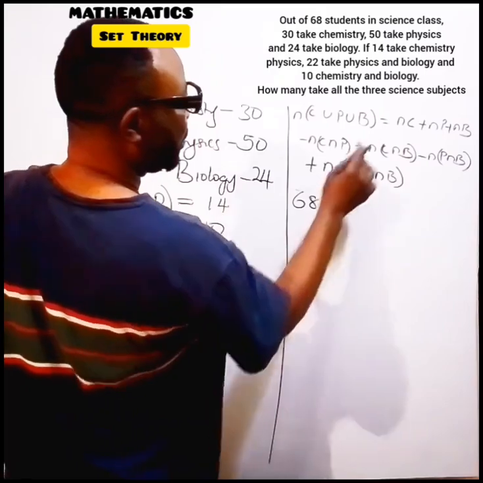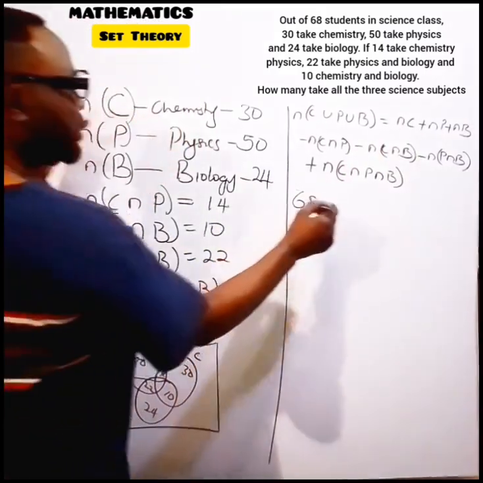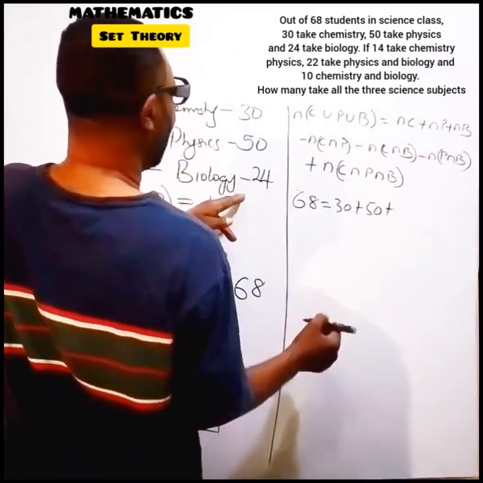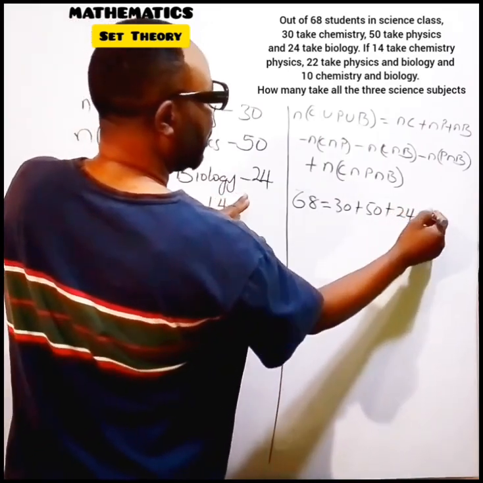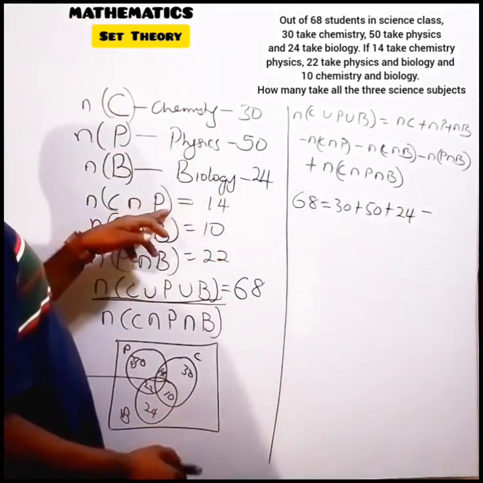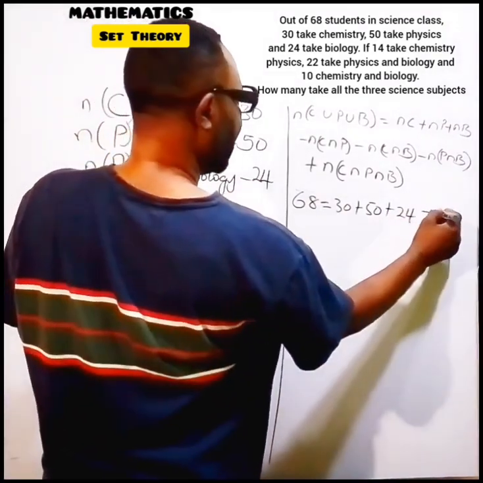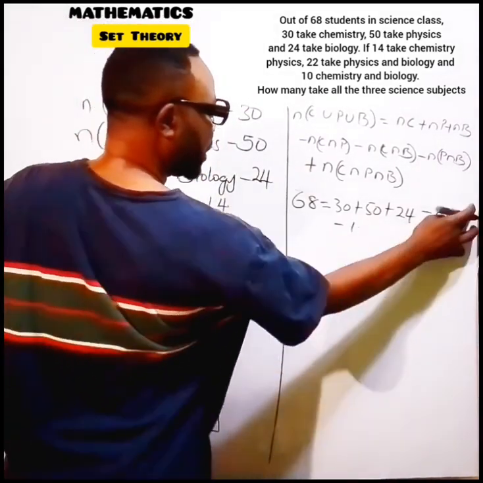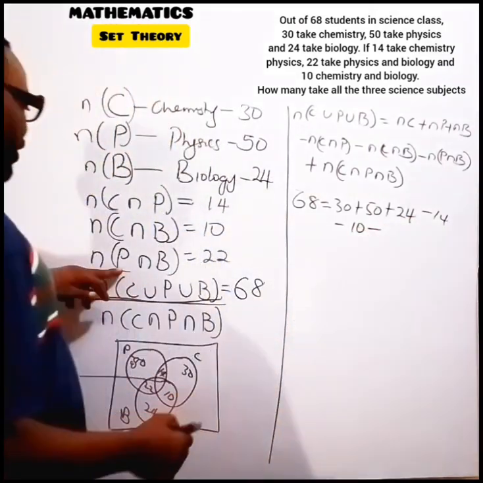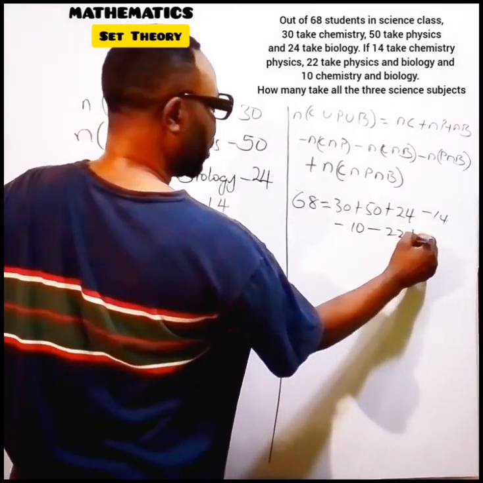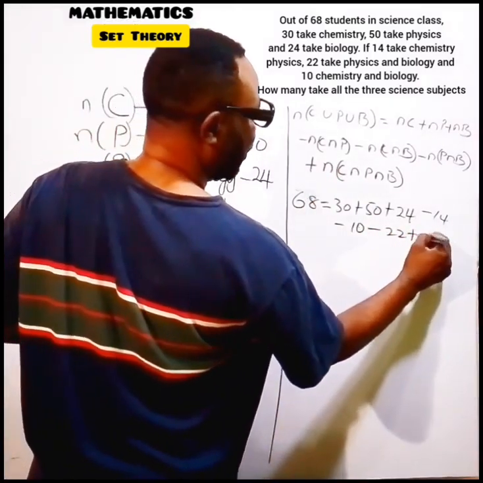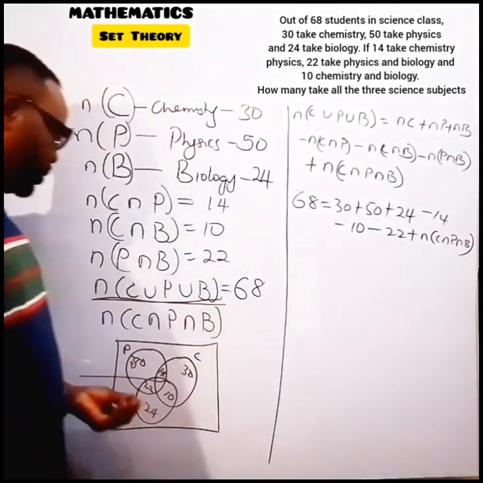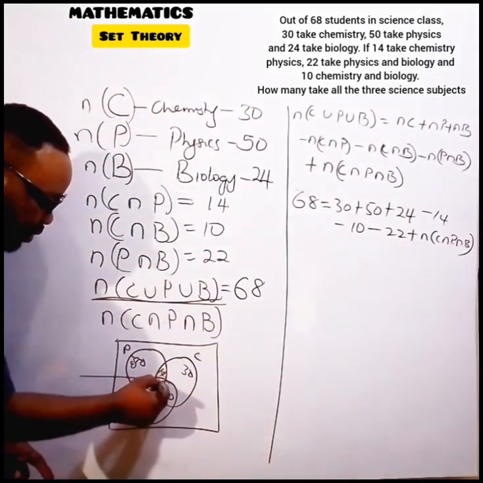68 is equal to the number of chemistry, 30, plus the number of physics, 50, plus the number of biology, 24, minus the number of chemistry intersection physics, that is 14, minus chemistry and biology, that is 10, minus physics intersection, that's 22, plus the number of chemistry intersection physics intersection biology. Those that are common to all three of them, that is the value that we have here.